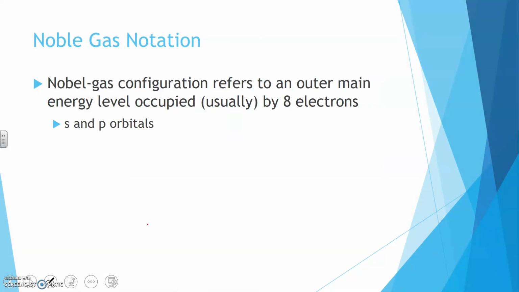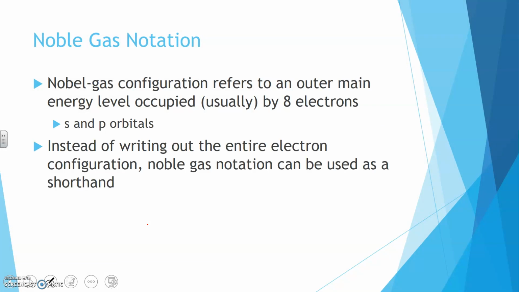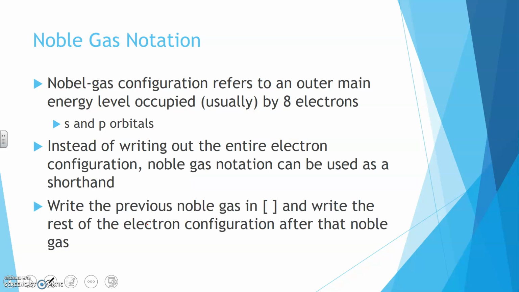Instead of writing out the entire electron configuration, you can use the noble gas configuration as a shorthand. So you write the previous noble gas in brackets and then write the rest of the electron configuration after that noble gas. It really just moves the starting line. So you don't have to run the whole race, you can just run the last bit of it.